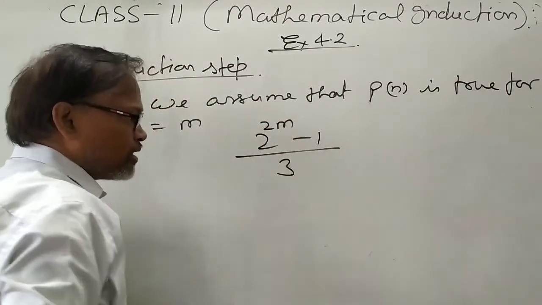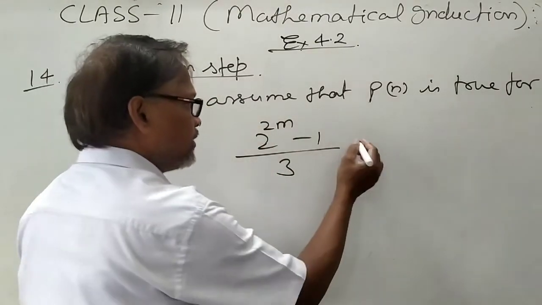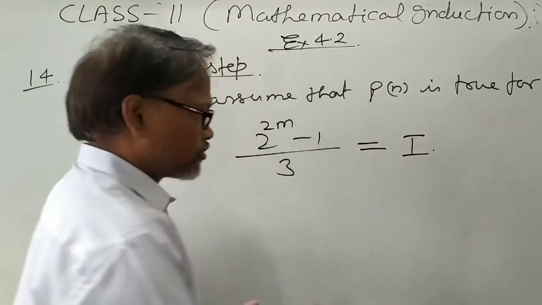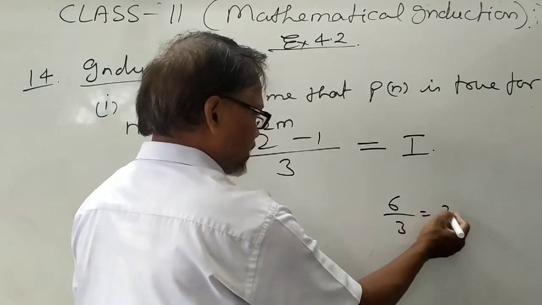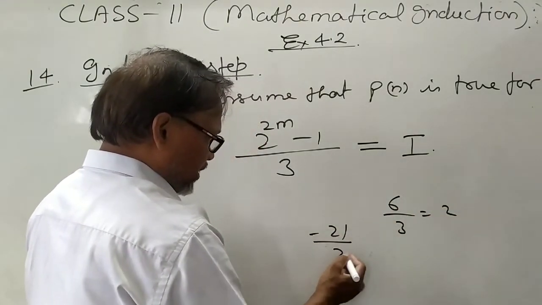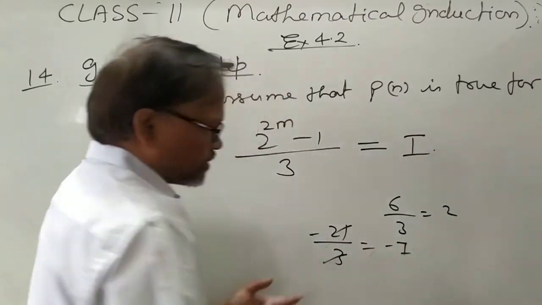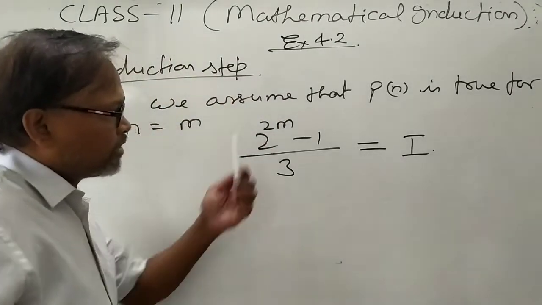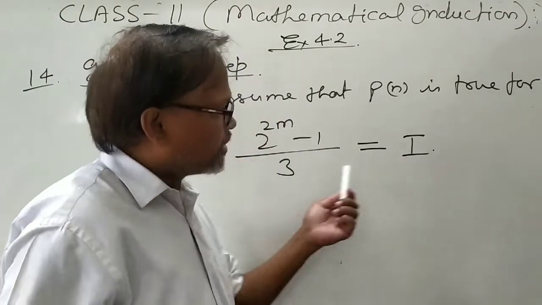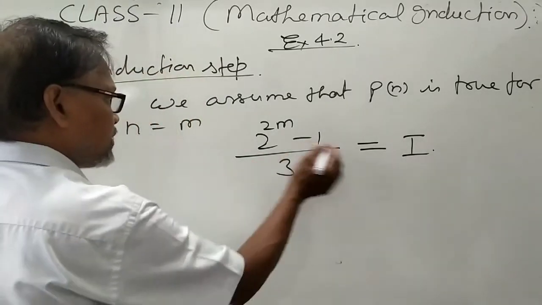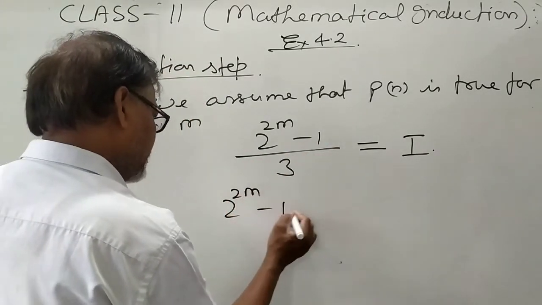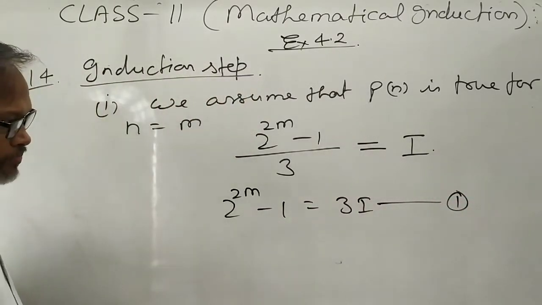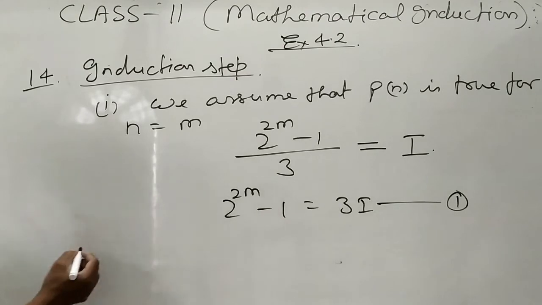If any number is divisible by some number, it means this gives an integer. That actually if 6 is divisible by 3 you will get 2. If minus 21 is divisible by 3 then you will get minus 7. Means integer only you will get after divisibility. So you can write this as 2 the power 2m minus 1 is equal to 3i, equation number 1. Now this is the equation 1.